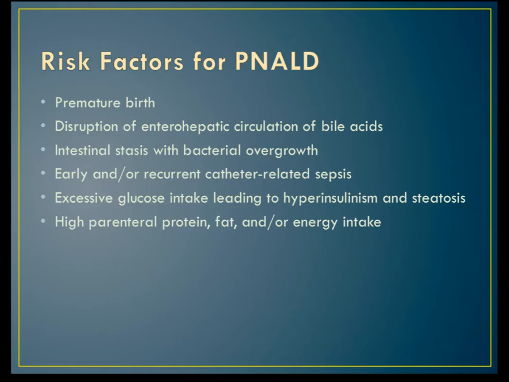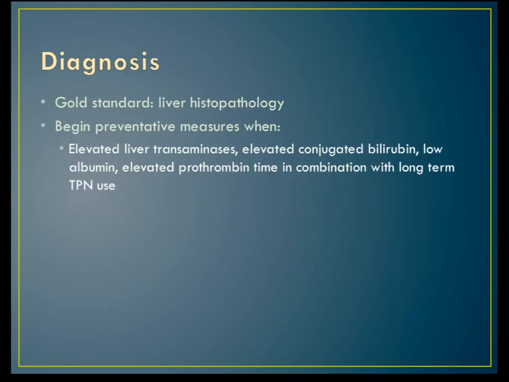And then the last bullet, the high parenteral protein, fat, and/or energy intake, is one of the only bullets on this slide that we can actually control. If we overfeed the patient through parenteral nutrition, then we are more likely to give them a more severe and progressive liver disease. So we want to make sure that we're not giving them too many nutrients, or too much for what they need.